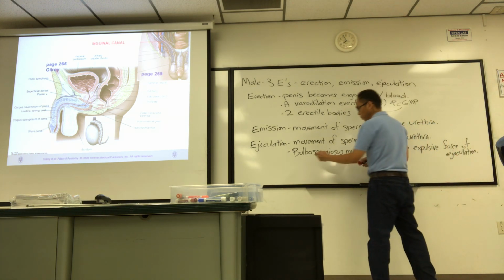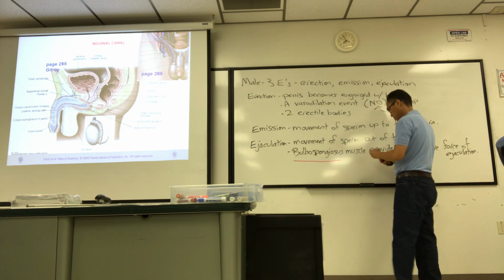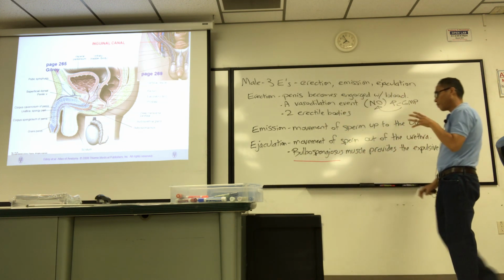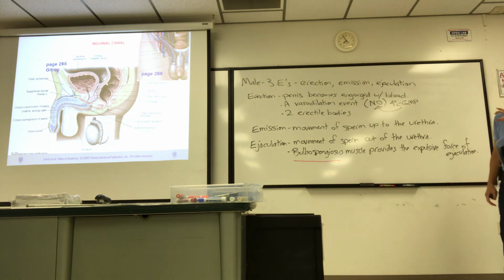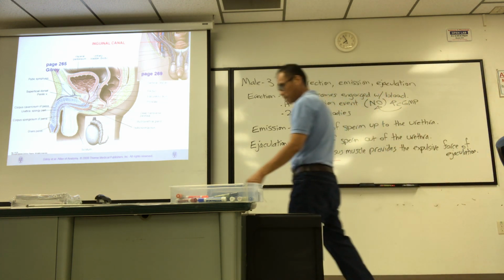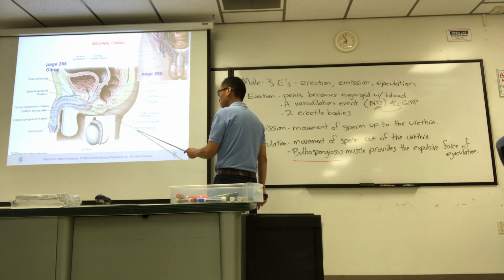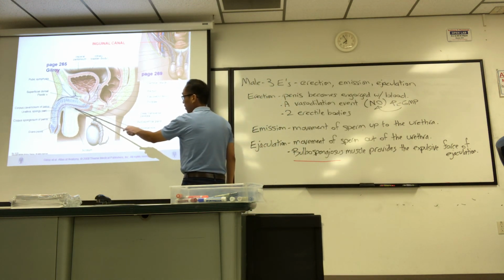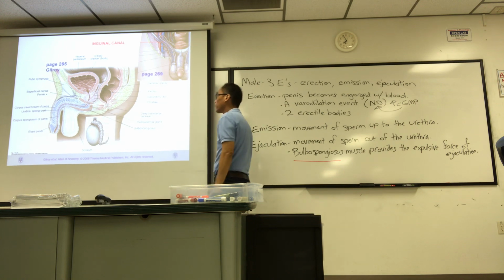I mentioned the bulbospongiosus, just think of this. Bulbo refers to the bulb of the penis at the root. And it's a muscle that covers the ventral aspect of the penis, right here. Here's that muscle covering the bottom of the penis there.